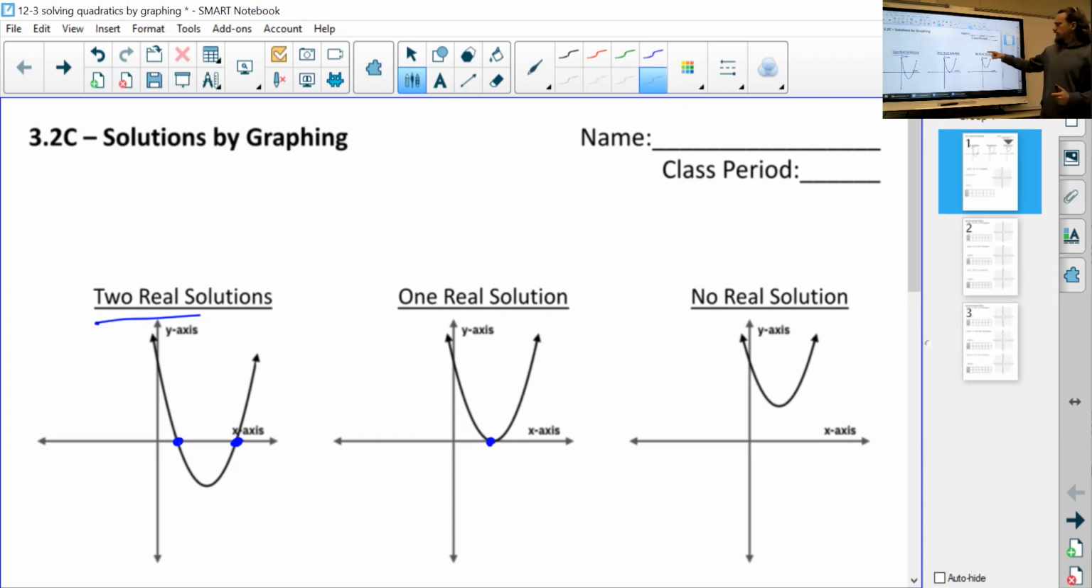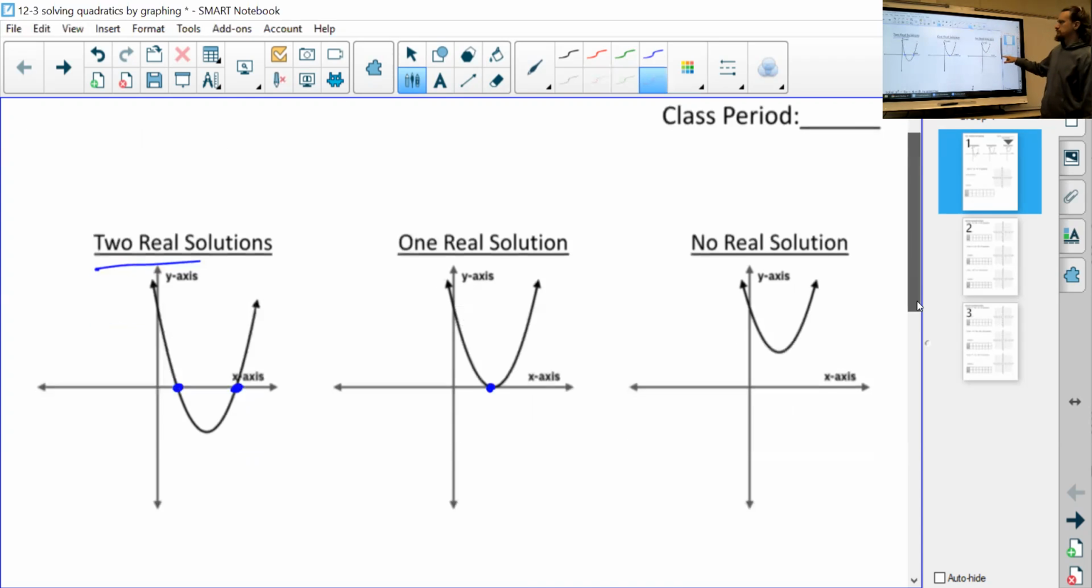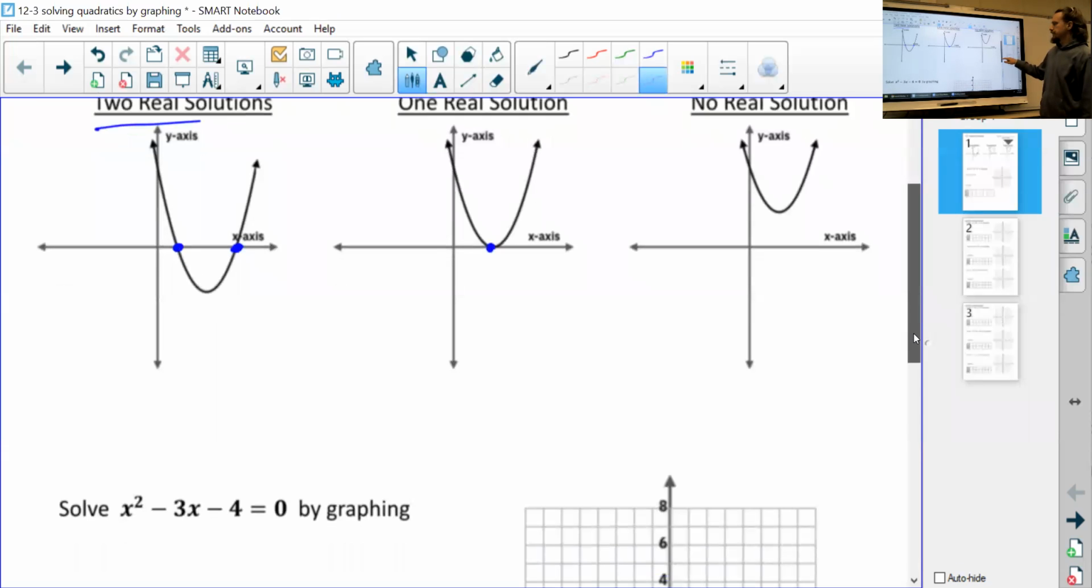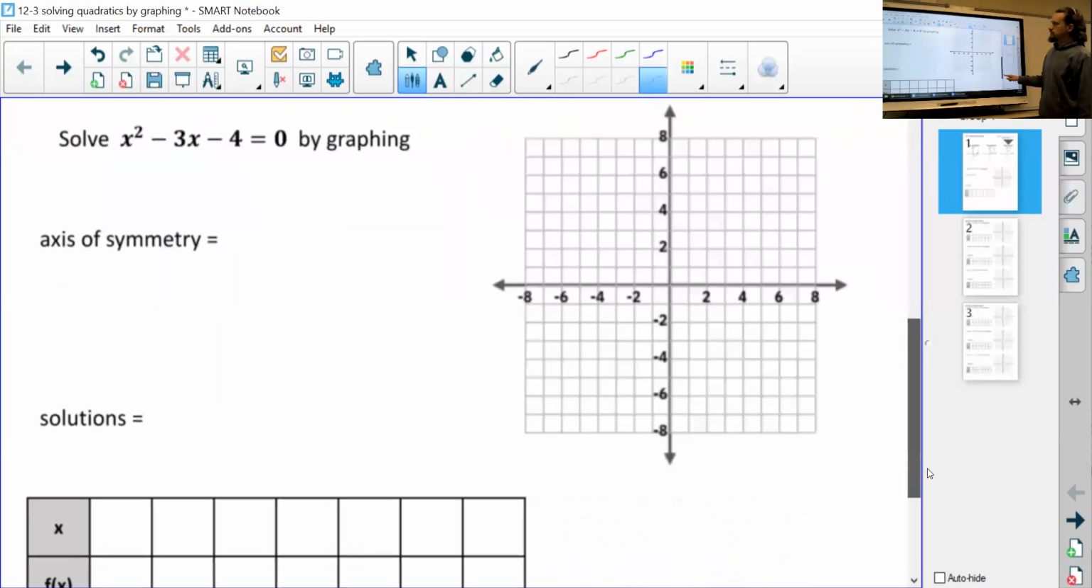And then sometimes your parabola never hits the x-axis. We say there are no solutions. Or in this case, for all these, it's real solutions, but we haven't gone over imaginary numbers yet, so we can just say no solutions at this point. Okay? All right, so we just have to actually do it.